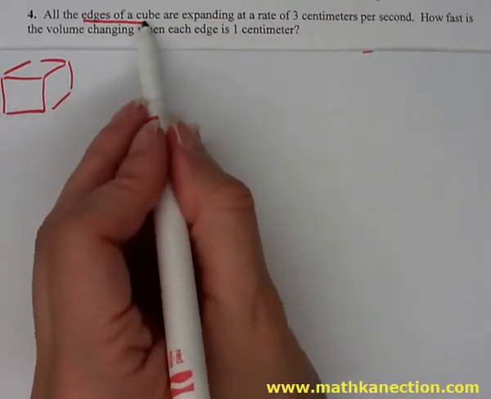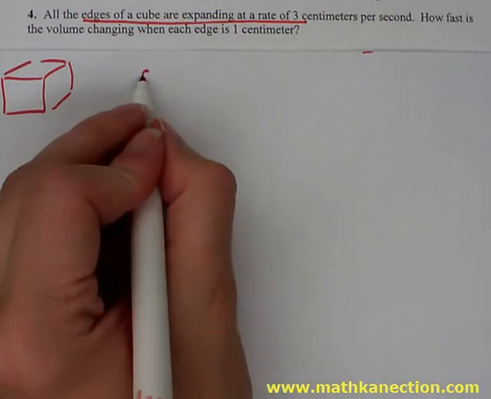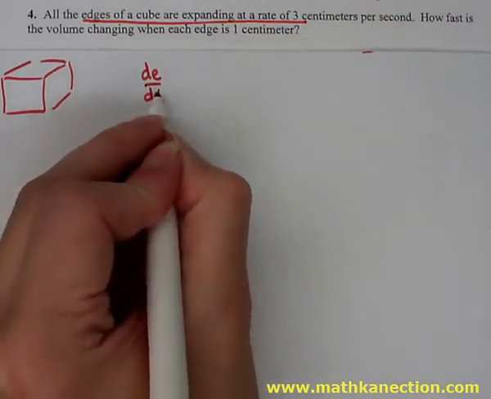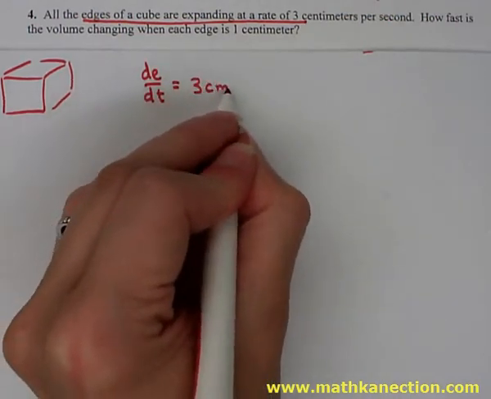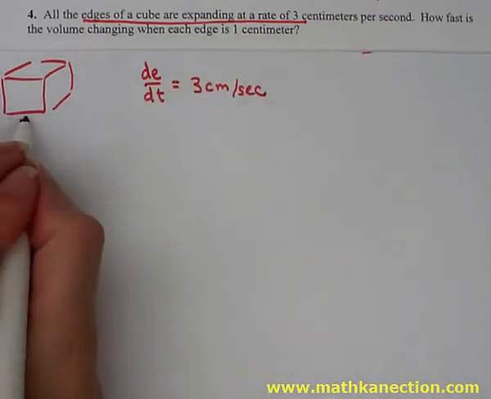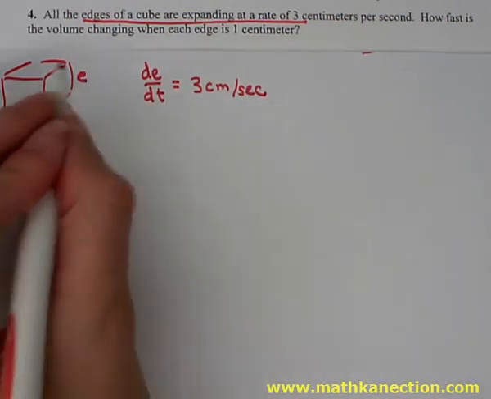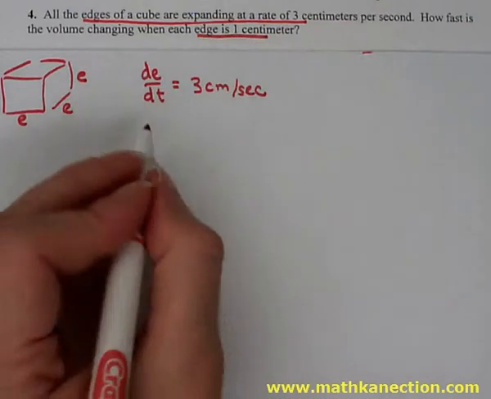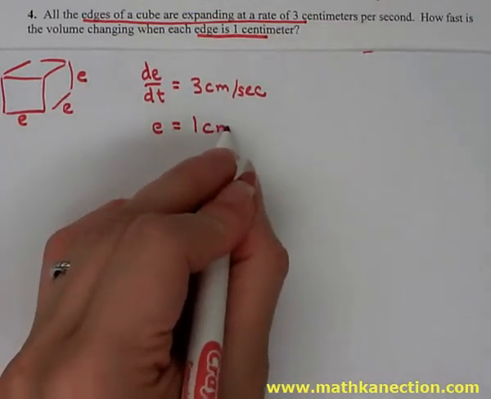So we have a picture of a cube. All edges of the cube are expanding at a rate of 3 centimeters per second. So dE for edge, dt is equal to 3 centimeters per second. Again, using E for the edge. Each edge is 1 centimeter long, so E is equal to 1 centimeter.